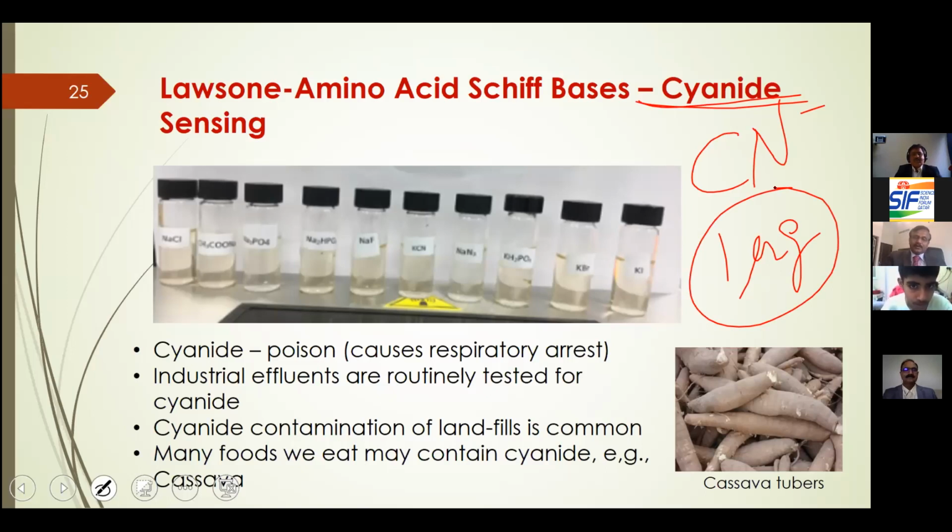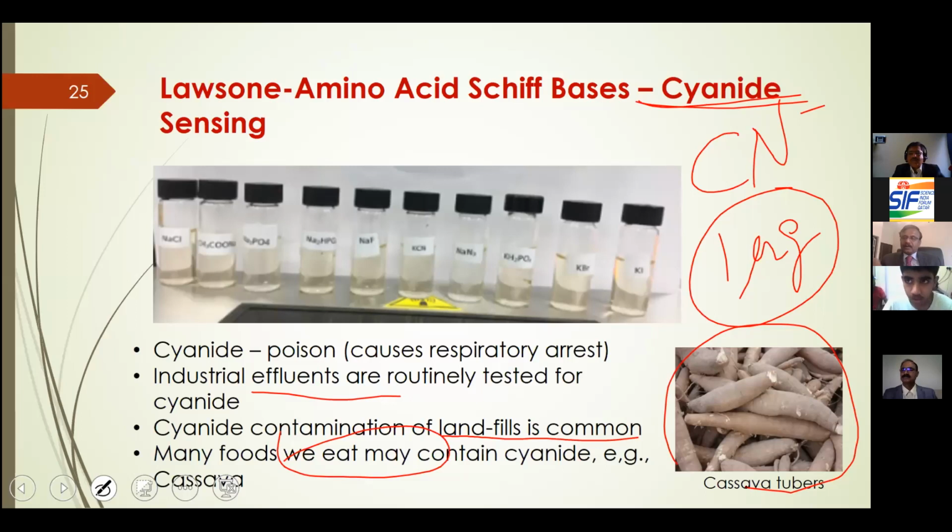So therefore, it is important that we test our environment, particularly the industrial effluents and the landfills contaminated with cyanide, and many of the foods we eat also contain cyanide. A good example shown here is cassava tubers. It is more like yams, but a little bit harder. It is grown in India and all over the place, particularly on the African continent. Cassava is a very staple food.